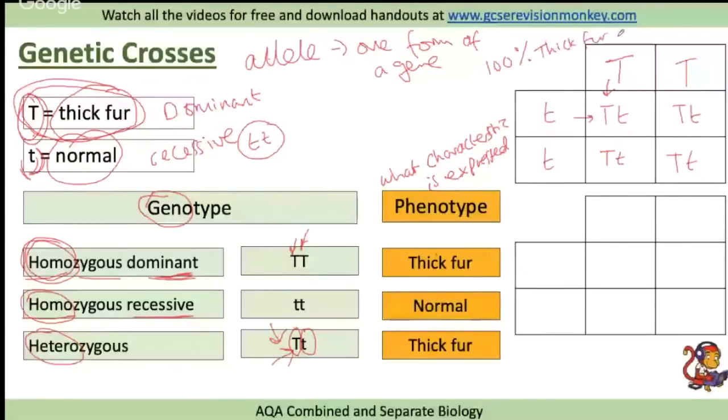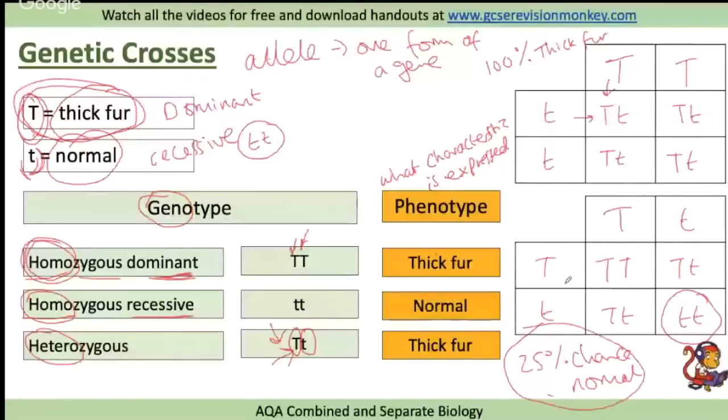If we do another example where we've got heterozygous, heterozygous, when we cross those, like so, we will have 25% chance of it having normal fur. So you need to complete the cross and then write down the percentage chance for the characteristic below. If in doubt, write both of them, but in the exam they'll kind of tell you which characteristic you're talking about, whether they want you to write about thick fur or being normal.